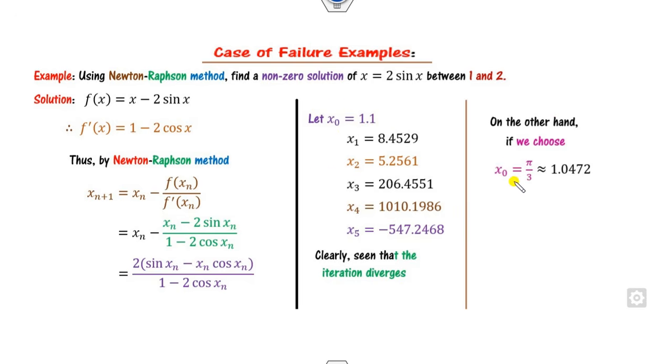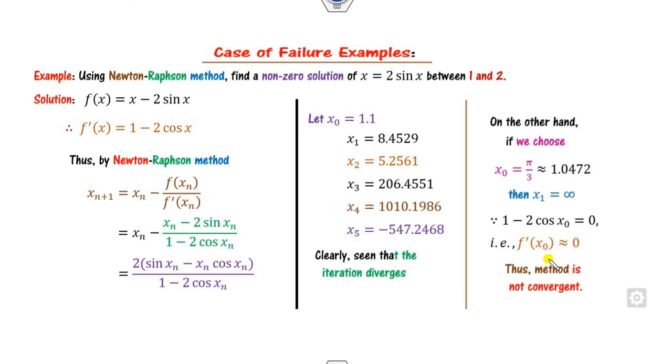On the other hand, if I choose x naught as, say, pi by 3, approximately here, then if you substitute it in here, x1 goes to infinity. Why? Because you can see 1 minus 2 cos pi by 3. Cos pi by 3 is half, so it will be 0. Once this is 0, it goes to infinity. Therefore the derivative will be 0.